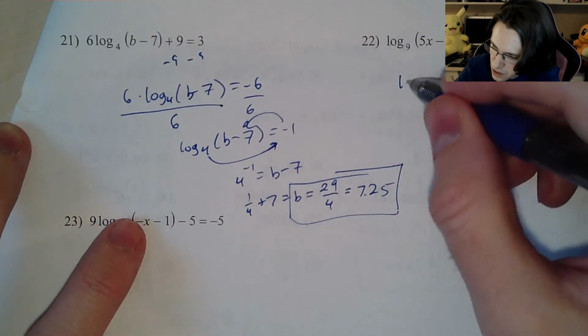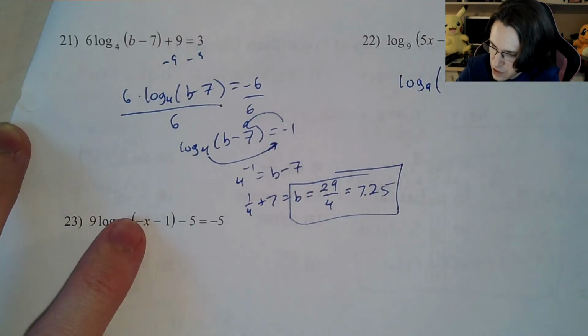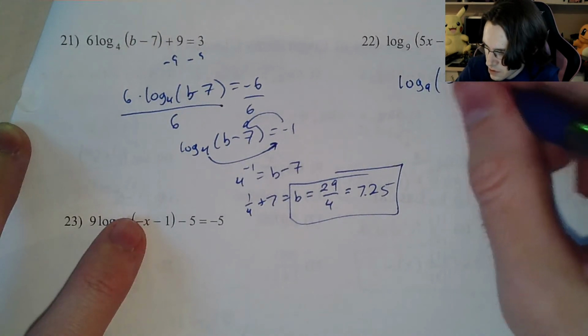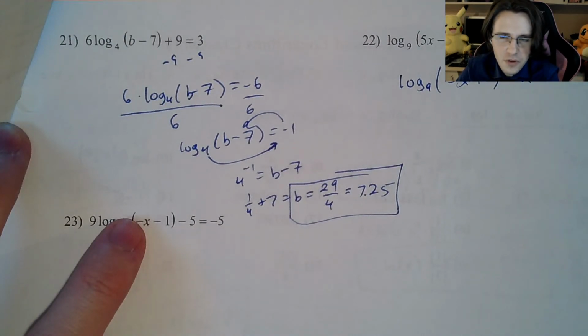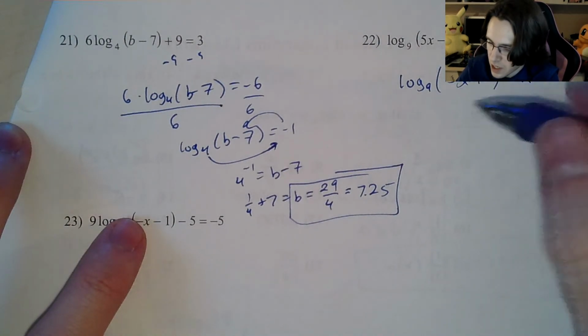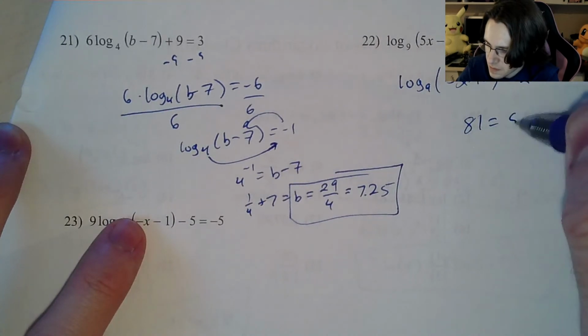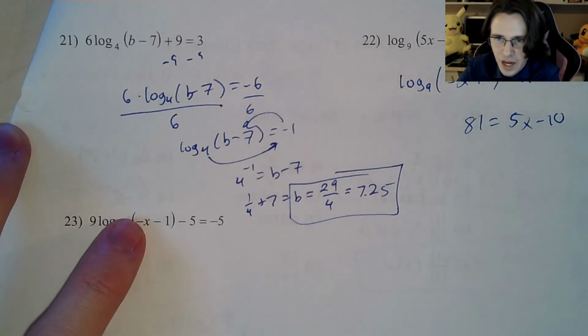Continuing on here, this is how you might want to do the work instead. If you don't really want to show the adding 3 to both sides, don't. So you just get 2. You can even jump further than that. Like I don't have to write 9 to the 2. I can just write 81. After that, if you add 10 and divide by 5, you're good to go.